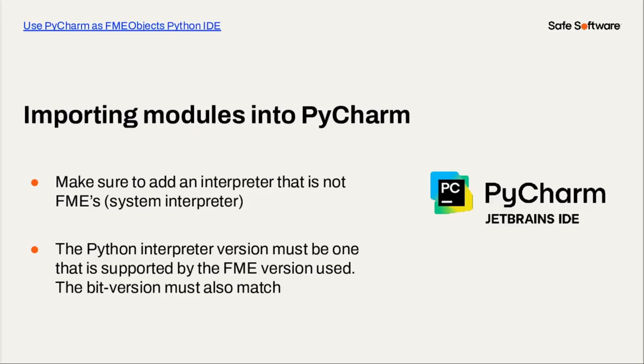The Python interpreter version must be one that is supported. For example, if you're using FME 2024.1, you'll have to install Python 3.12 for it to work. And the bit version must also match. Mostly we use 64-bit, but if you use 32-bit, make sure to set it to 32-bit. Usually it comes with it, so you don't have to worry.